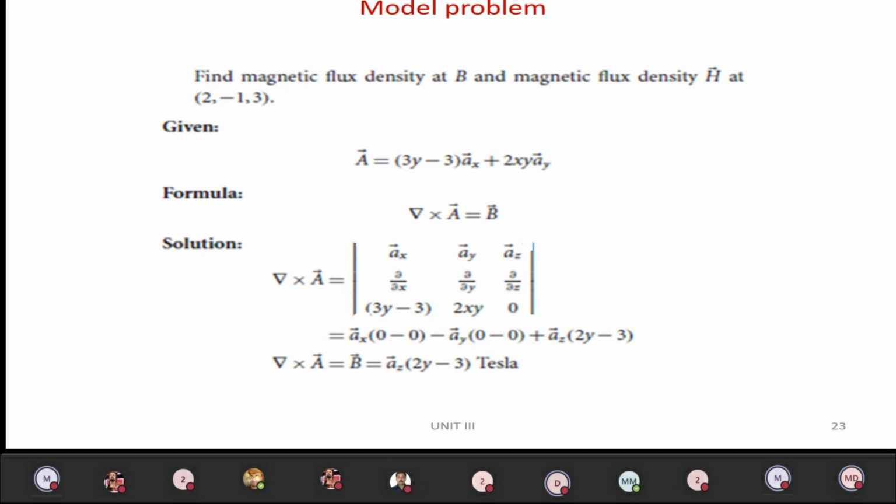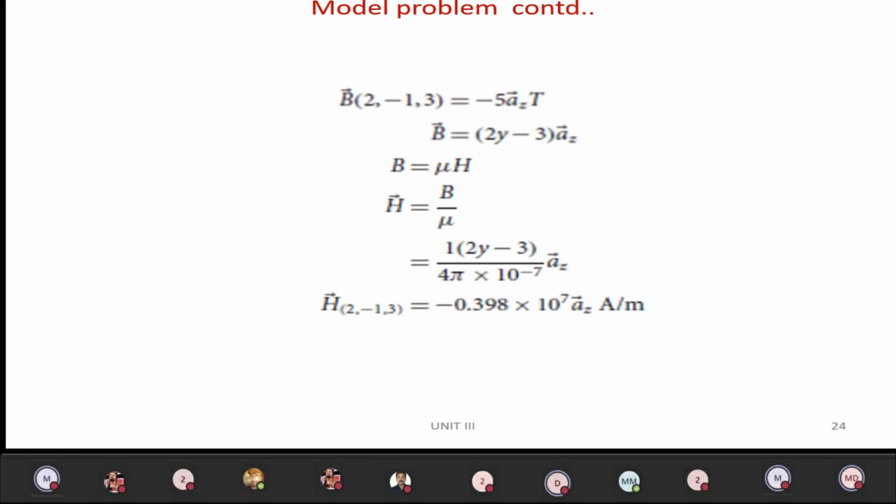Del cross A. So if you want to find the magnetic flux density, we have to take the curl, del cross A. The system is Cartesian, so we have to use the curl formula for the Cartesian coordinate system. If you apply that, you will get del cross A. B is nothing but del cross A. Then apply the points, and you will get the B value.